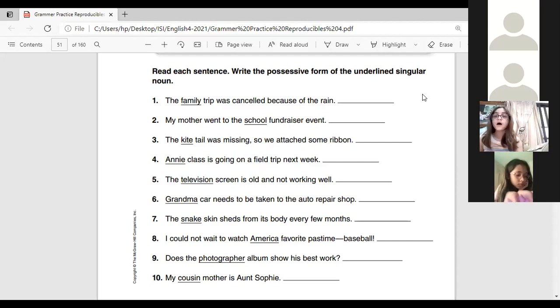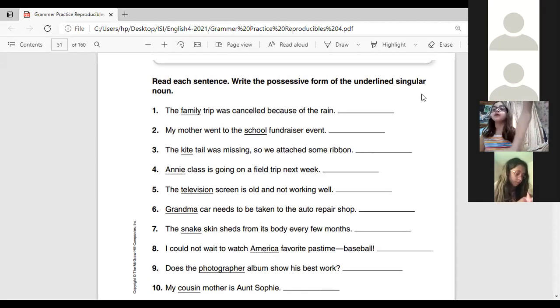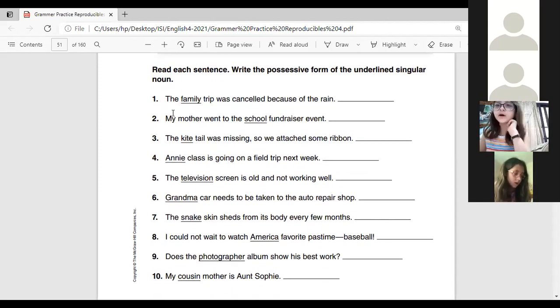Okay. Read each sentence, right? Write the possessive form of the underlined singular noun. Number 1. They underlined the singular noun family, which is a group noun. You have to form it in possessive. Yalla, what do we say?